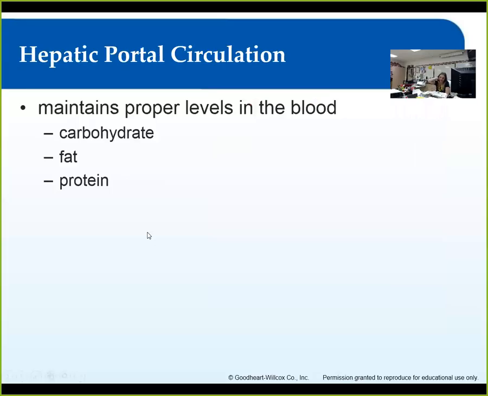All right. Okay, let's talk about hepatic portal circulation. Hepatic means liver. So just for a second, we're going to talk about liver circulation. Okay, and then we'll go from there. Just read with me on 389.